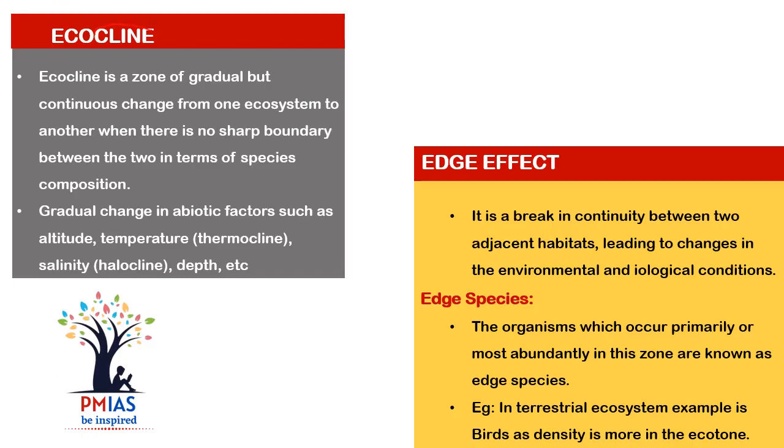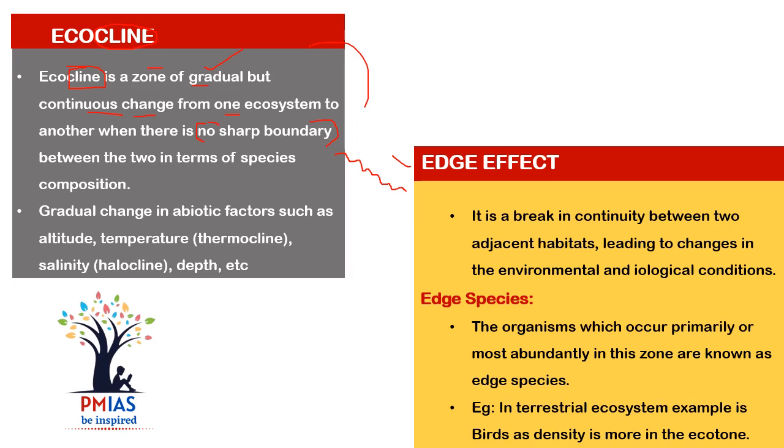The next thing is the ecocline. So ecocline, so the term, see here, cline. So cline means it is none other than a zone of gradual continuous change from one ecosystem to another ecosystem. So இது வந்து ஒரு ecosystem, இது வந்து another ecosystem. So இந்த இடத்துல ஒரு gradual ஒரு changes நடந்துட்டு இருக்கு. So அந்த changes தான் வந்து ஒரு ecocline அப்படின்னு நாம வந்து சொல்றோம். It doesn't have any sharp boundaries.